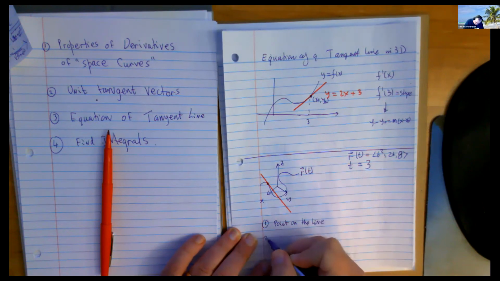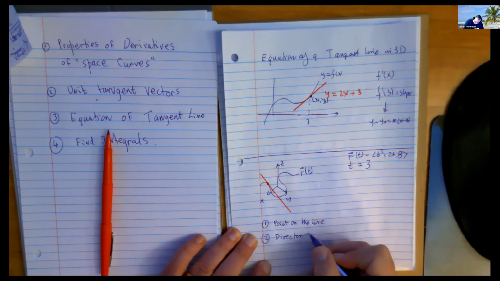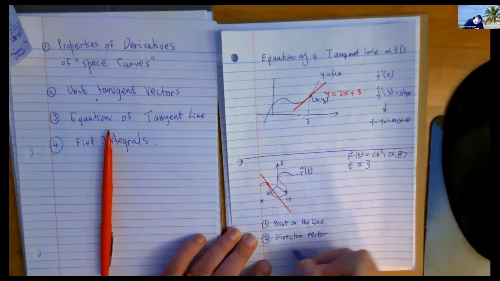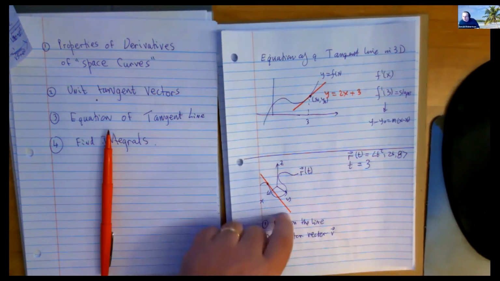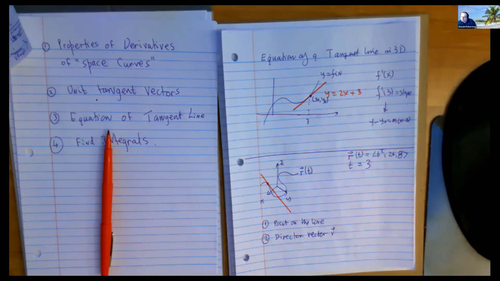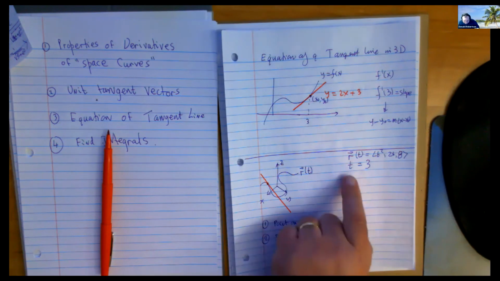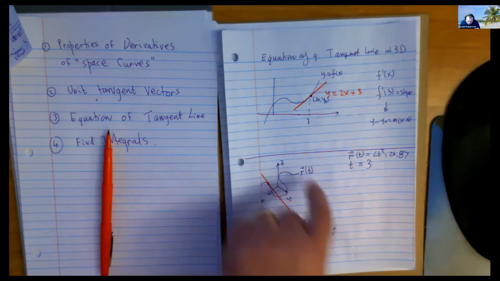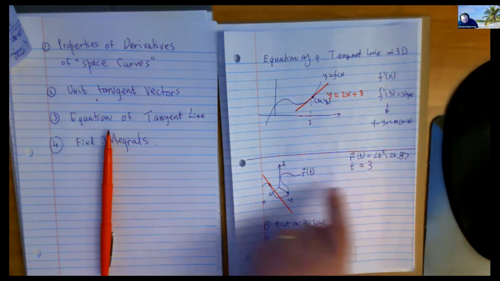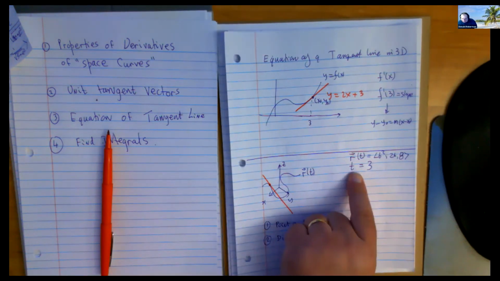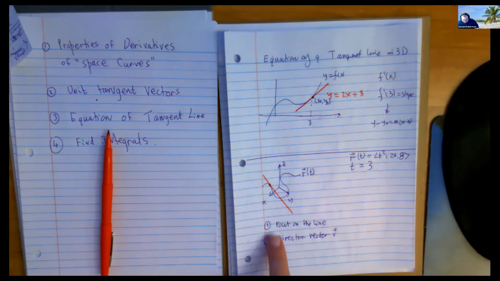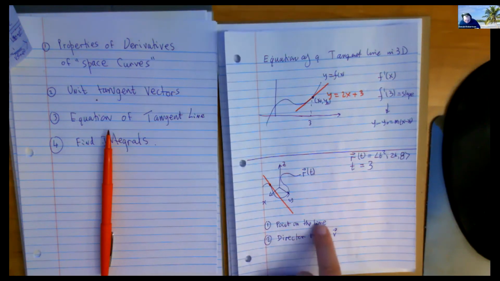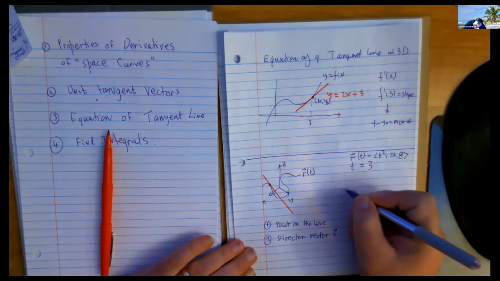And the second thing you need to know, we call it the direction vector v. If I know those 2 things, can't I write down the equation of the line pretty easily? Right. Well, if you're being asked for this space curve here to find what the equation of the tangent line is at t equals 3, let's see if we can find these 2 things. Well, let's find the point first.